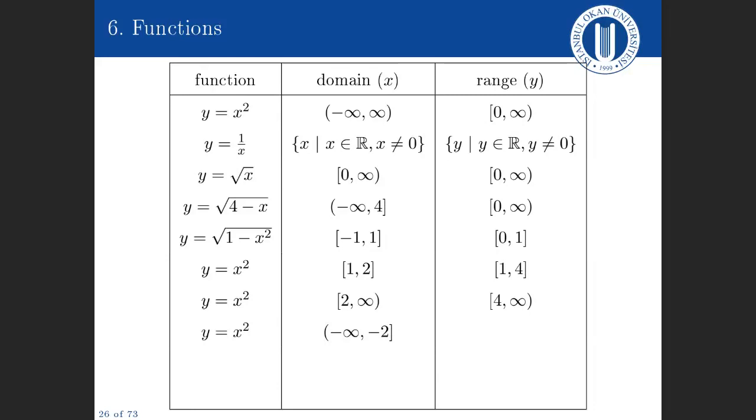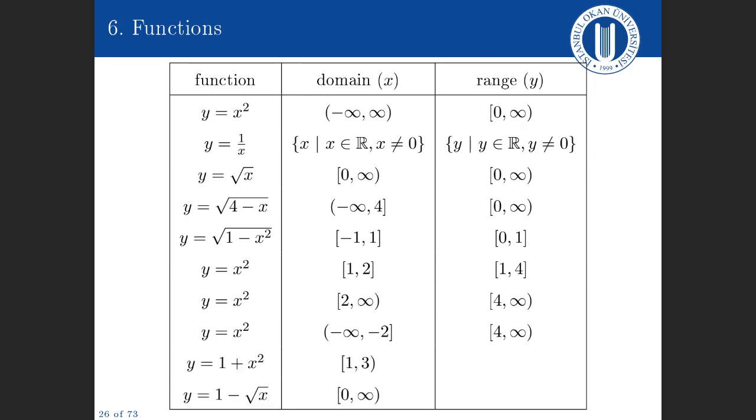Function number 8, again, y is equal to x squared, but now the domain is the closed interval from -infinity to -2. Because if we take a negative number and we square it, we get a positive number. So again, y must be between 4 and infinity.